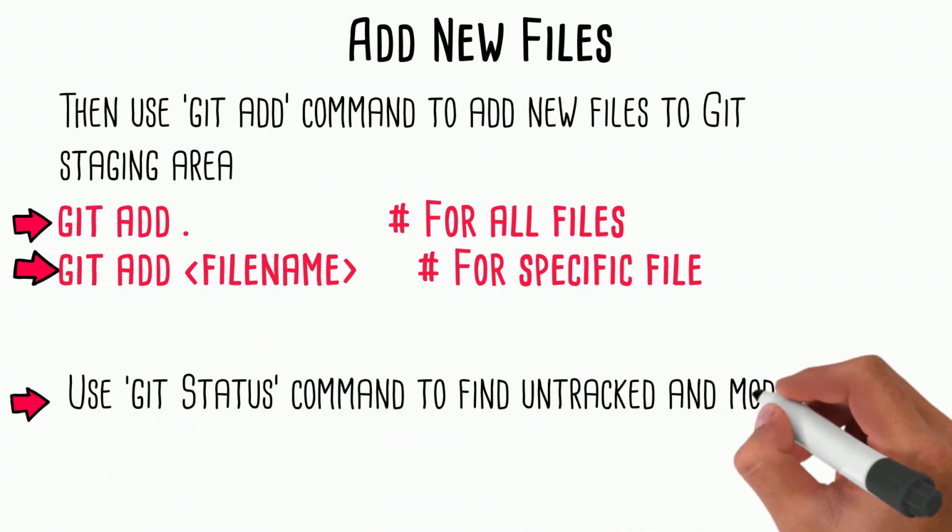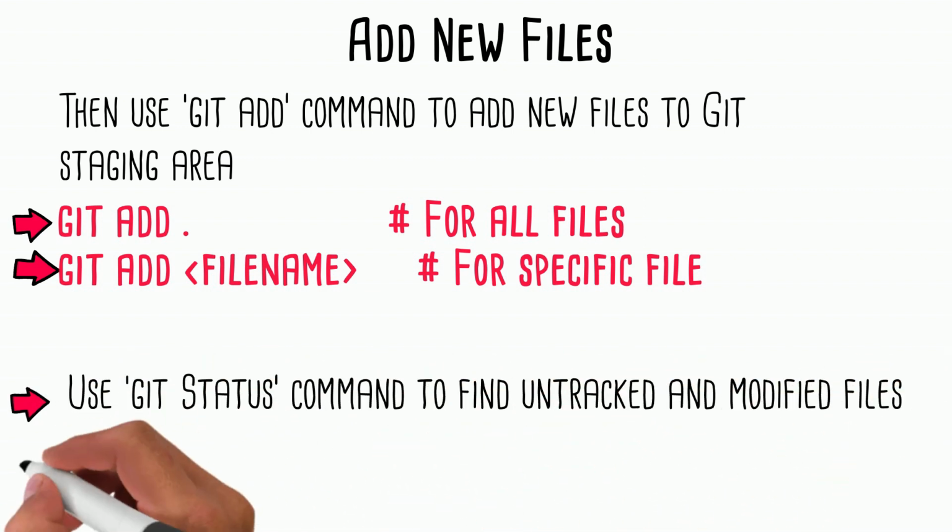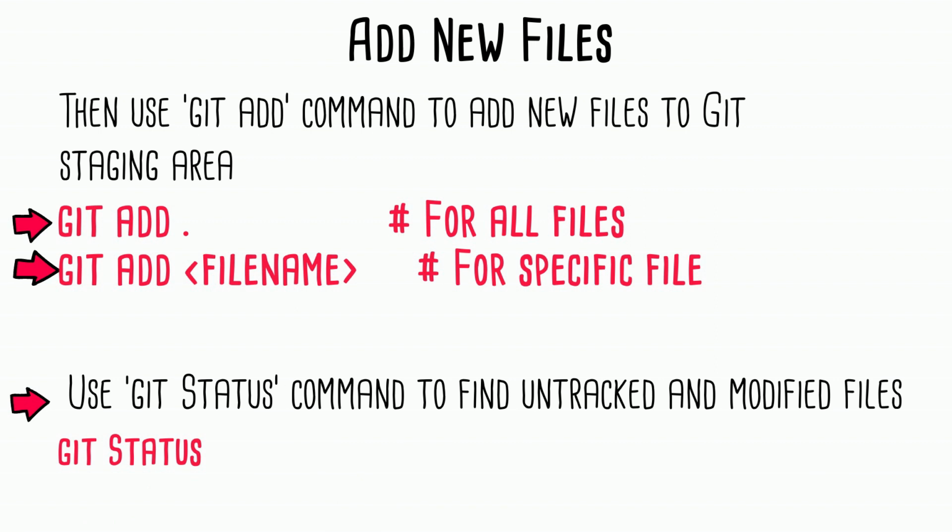And whenever you have done that, to check the status of the files, you can just type git status. That will give you the status of all the untracked and modified files.